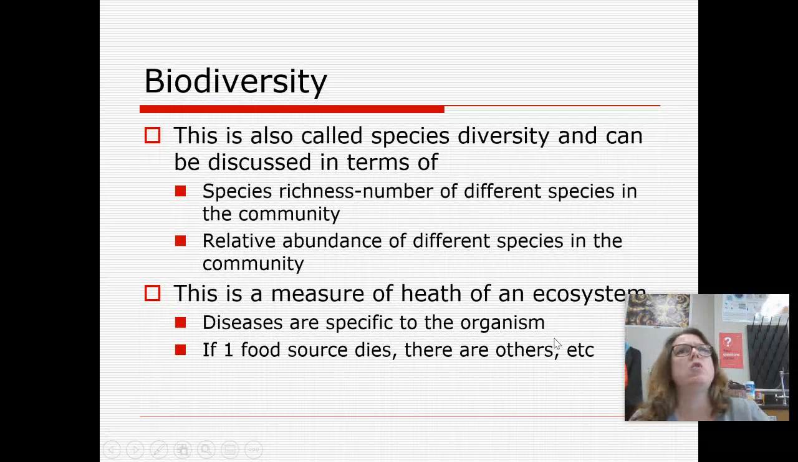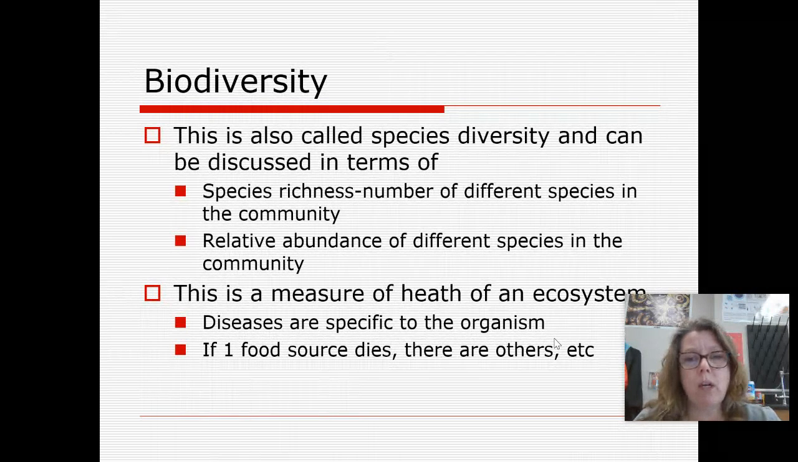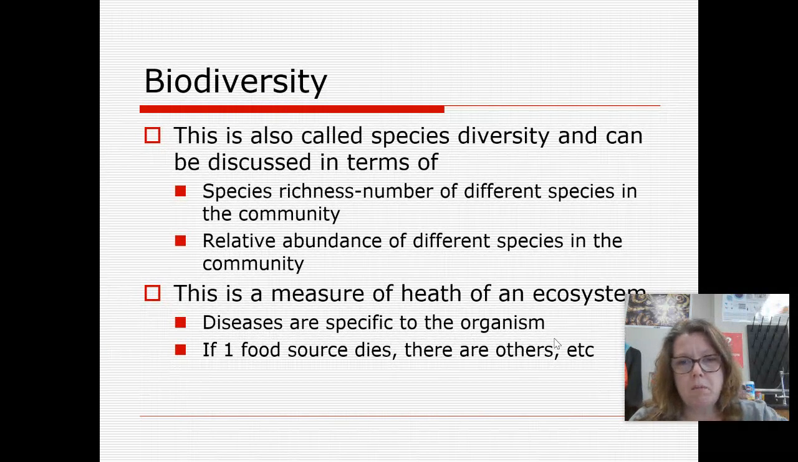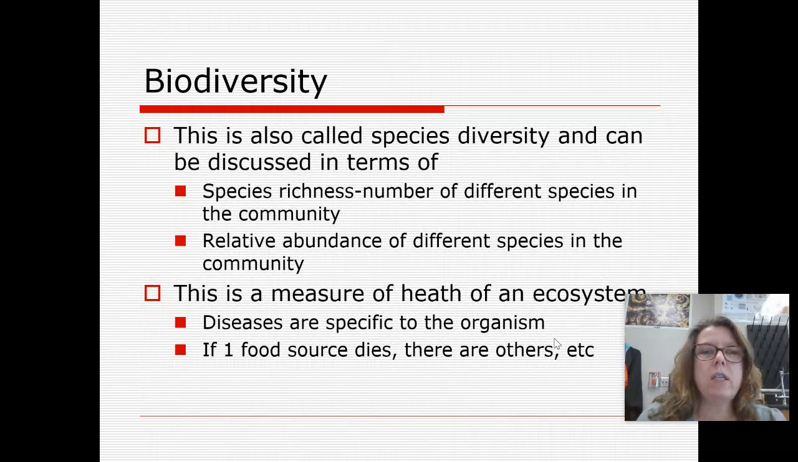When you have a very species-rich ecosystem, diseases are specific to the organism. So if a disease comes in and strikes, say, one type of tree in your ecosystem, that type of tree might die, right? You might lose it, but if you've got a bunch of other different species of trees in the ecosystem, you still have lots of habitats for animals. You've got food supply that's still varied. And basically the ecosystem can go on.